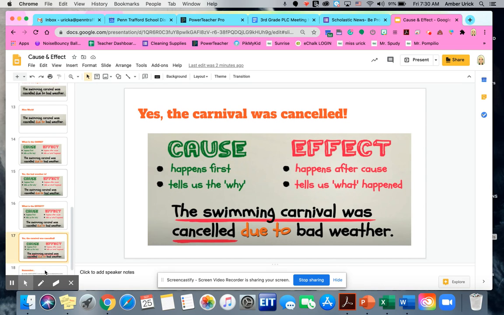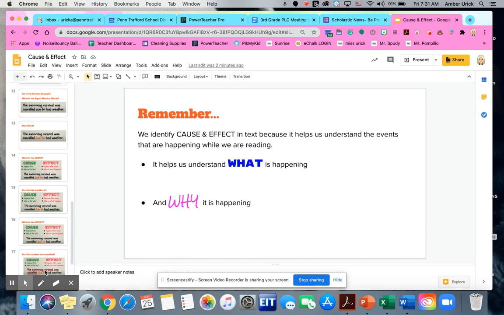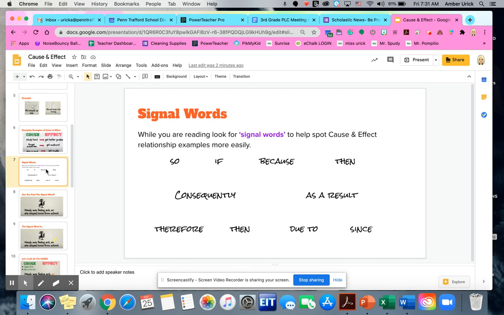Good job. So I want you to remember, we identify cause and effect in text because it helps us to understand events that are happening while we are reading. It helps us understand what is happening and why it is happening. And don't forget, those signal words are going to help you tremendously. So if you need to, go back to the video on that slide, and it is slide number 7. And keep those in mind as you are reading alone or during guided reading or even at home. Keep them in mind. It will help you because they're usually smushed in between the cause and effect.